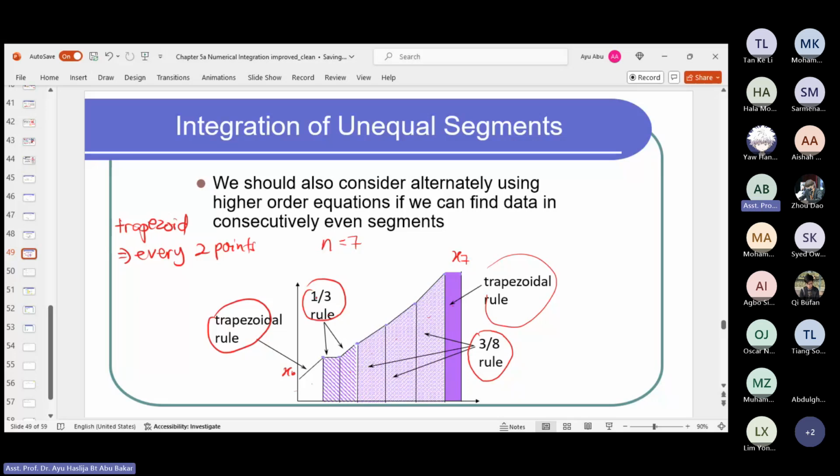If you use a combination like this, your final total integration would be the integration of the first trapezoid plus the integration of 1/3 plus the integration of 3/8, then the integration of the second trapezoid.